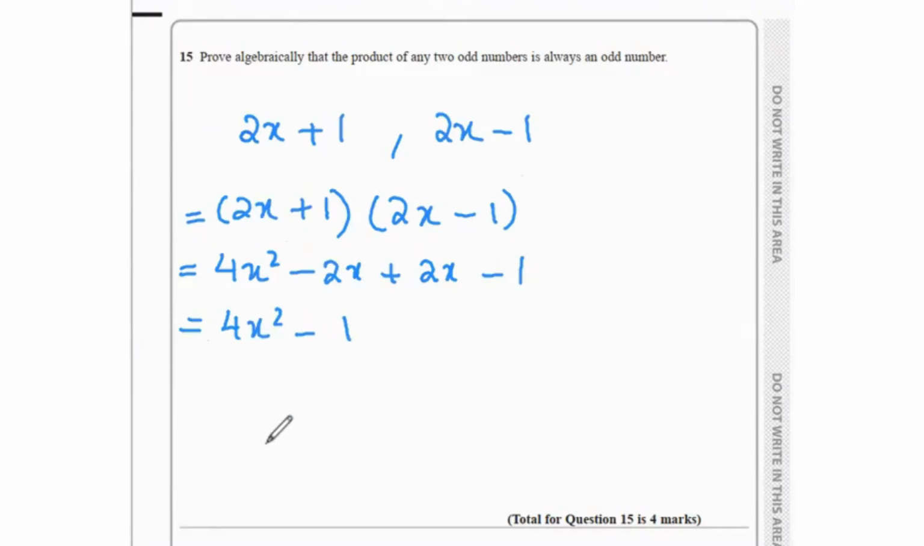Now x squared is being multiplied by 4 and 4 is once again an even number. So the final result will be even. And if you subtract 1 from an even number, that's again going to be odd. So it's again proven that any two odd numbers multiplied will always give an odd number. And you can even check that using the calculator. 7 times 3, 21. 9 times 3, 27. 5 times 7, 35. They're all odd numbers. So you have to use variables and algebra to prove this, not numerical values.